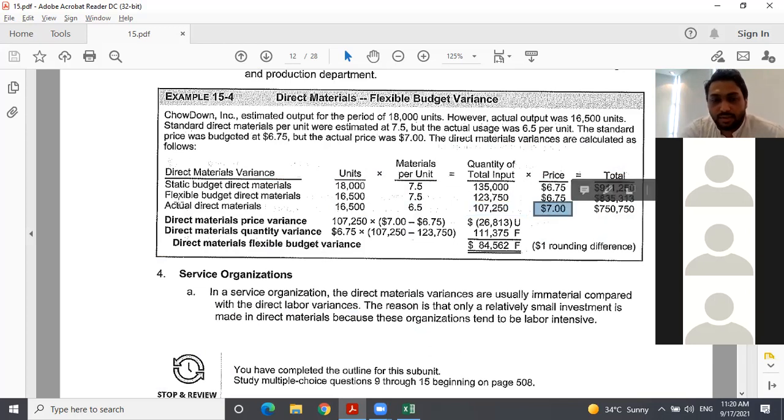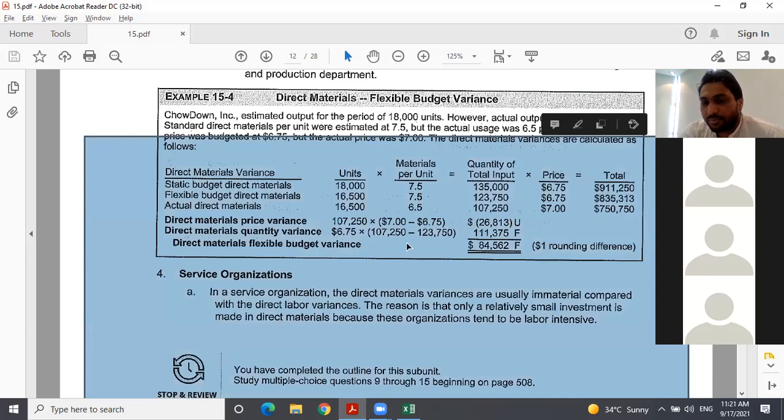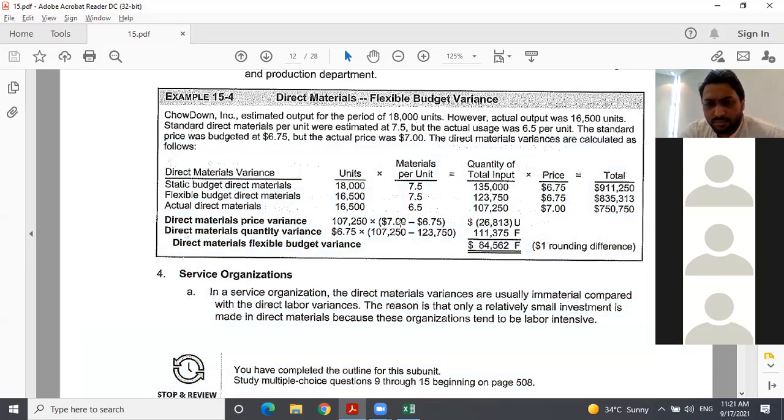So what happens when you compare for the direct material price variance? You will take the actual quantity into the actual price minus standard price, $7 minus $6.75, and multiply by your actual quantity. You'll get an unfavorable variance. Why? Because the price which we were expecting was 6.75, but the actual cost of material is $7. So there is an unfavorable change.